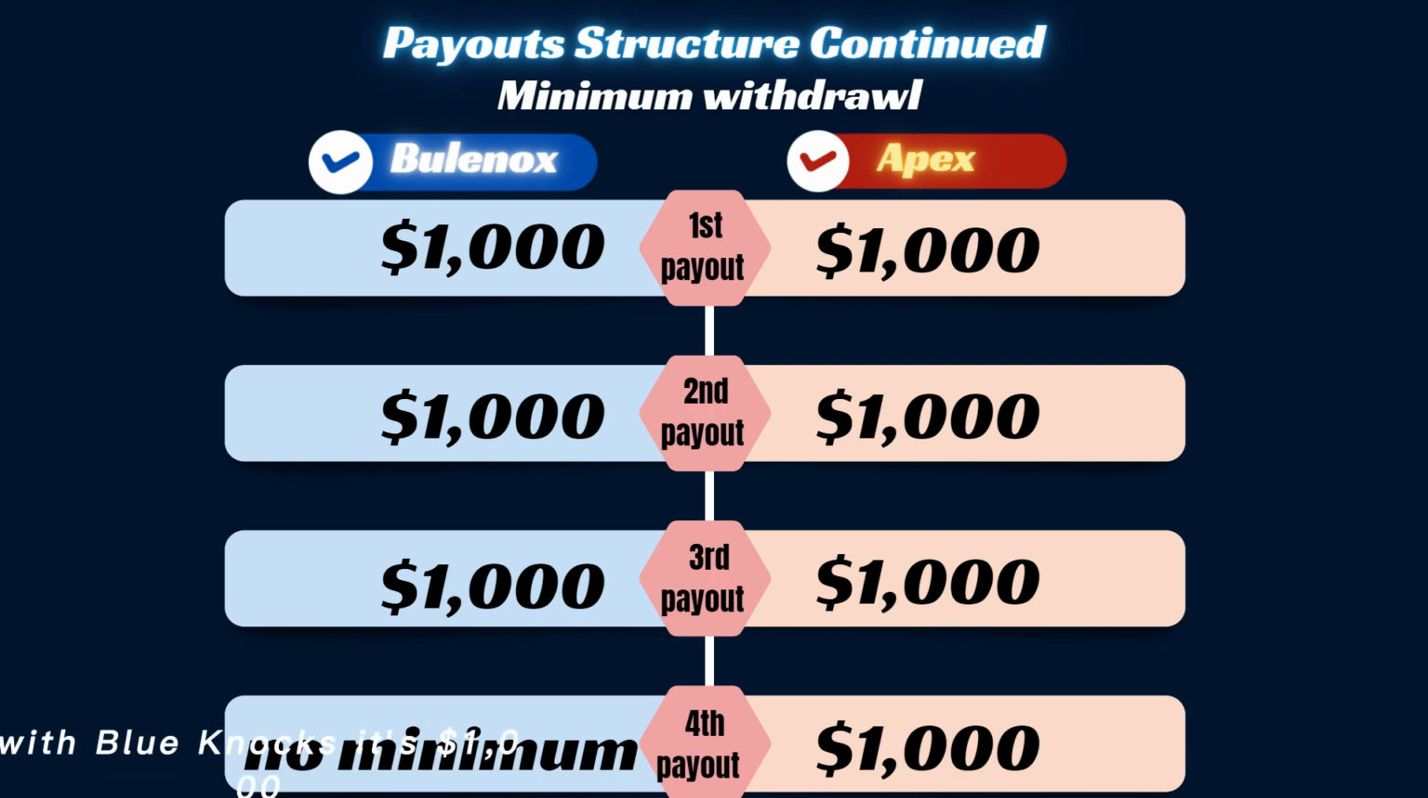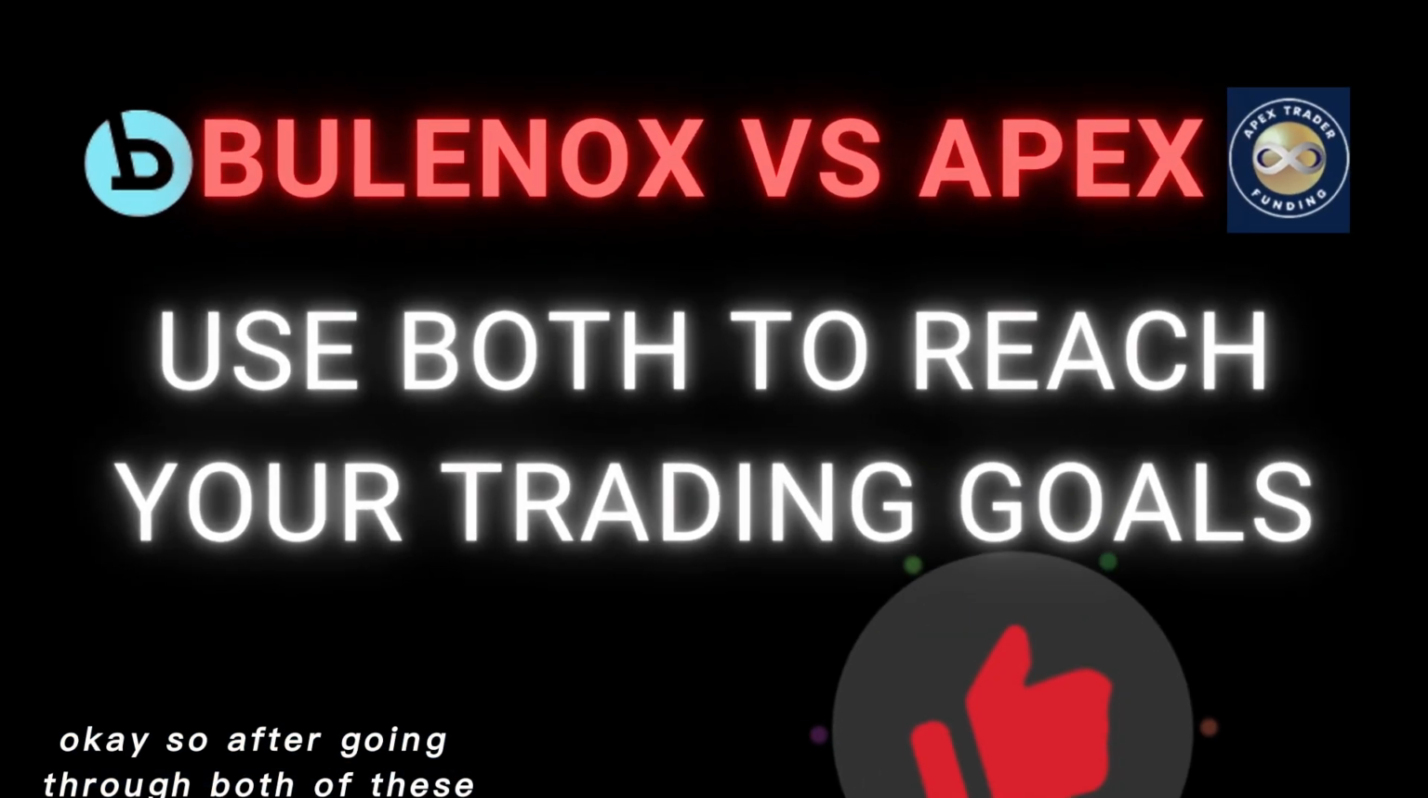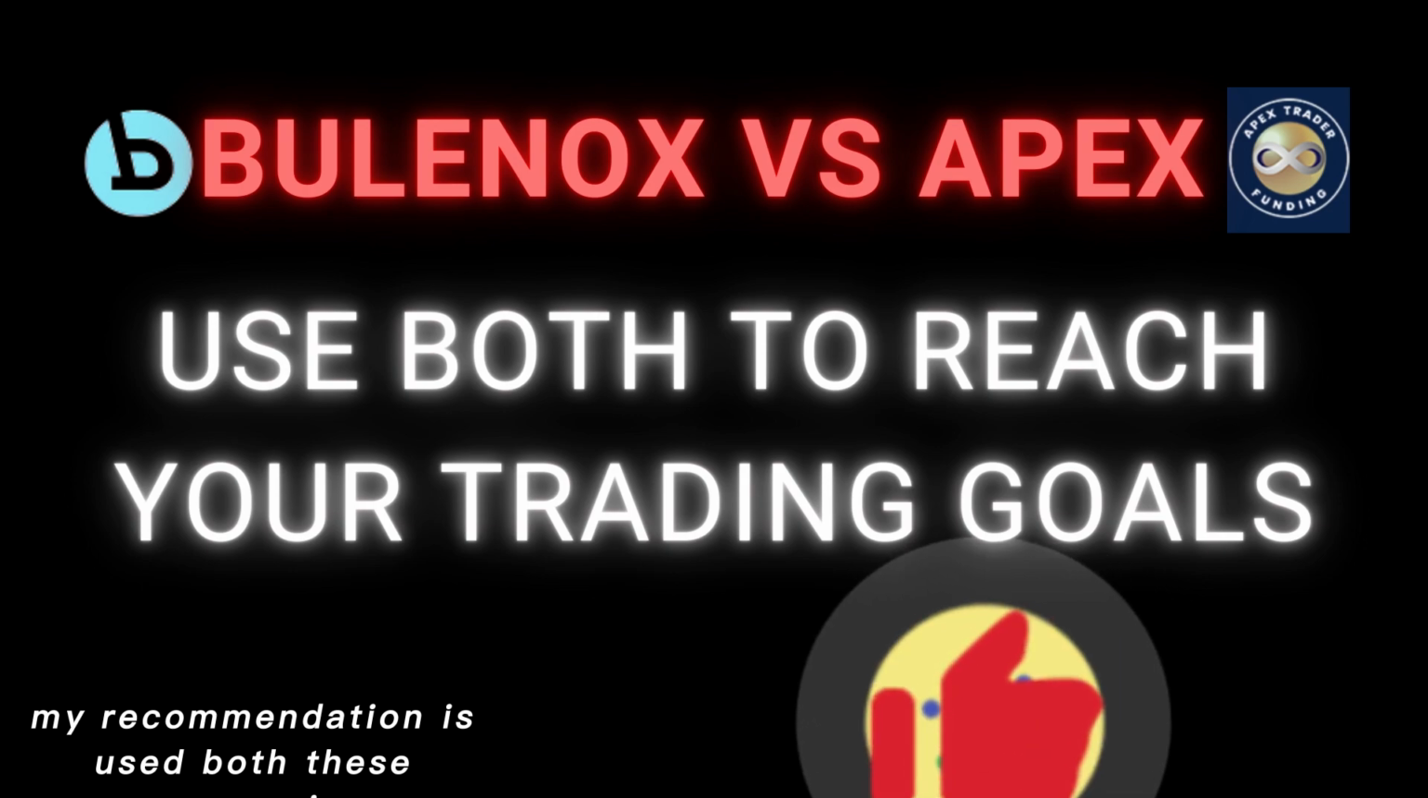All right, this is the minimum withdrawal for payouts. First through third with Bulenox, it's $1,000, and the fourth and on, there is no minimum. So that's a benefit of Bulenox, there is no minimum on the fourth and after. Apex is 1,000 from then on. It's just always going to be 1,000 for a minimum payout for Apex. So we give Bulenox a win on this one.